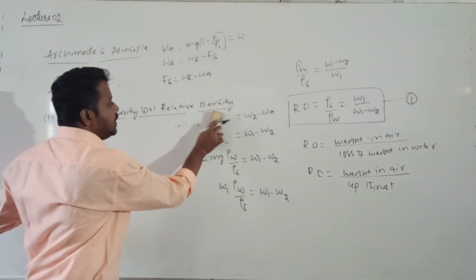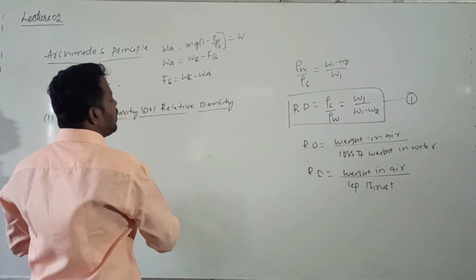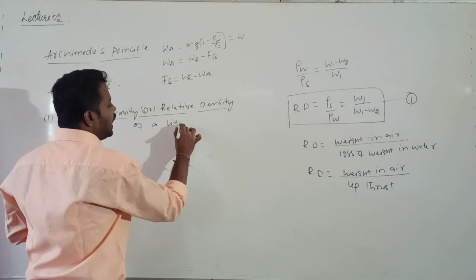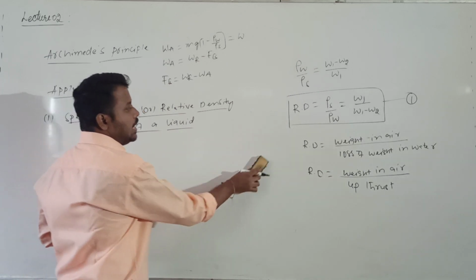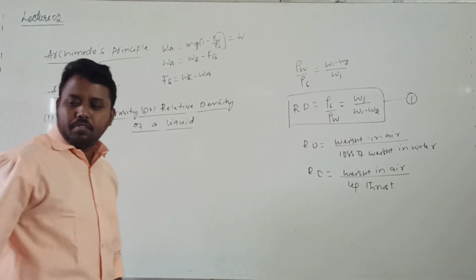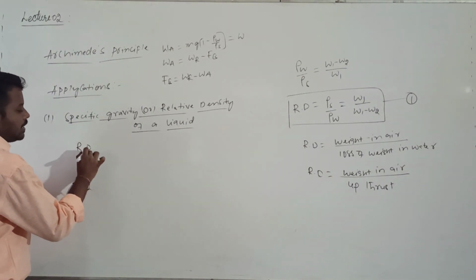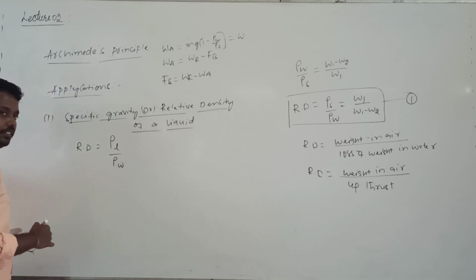In this second application, what we'll calculate is the specific gravity or relative density of a liquid. I want to calculate the liquid's relative density. Last time we calculated the relative density of a solid. Then what is the relative density of a liquid given by RD? It is the ratio between the density of the liquid divided by the density of the water.